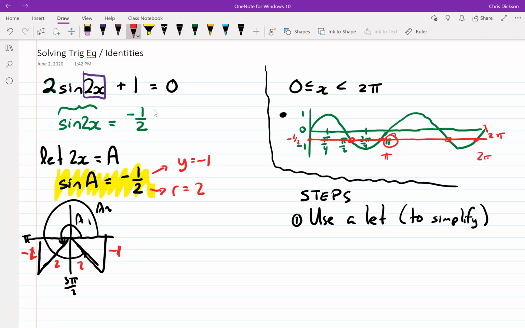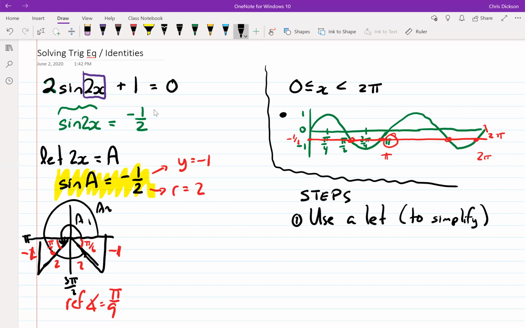So this actually is a special triangle. This is the 1, 2, root 3 triangle. And it gives us a reference angle where, opposite the 1, is the 30-degree angle. So that's pi over 6 for my reference angle. So I have a reference angle equal to pi over 6. So that's my first step.